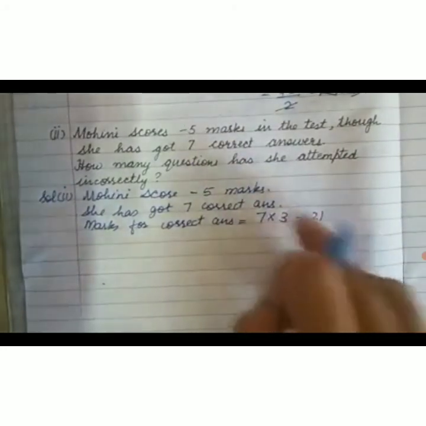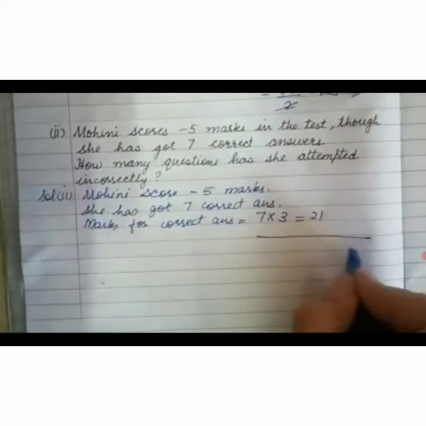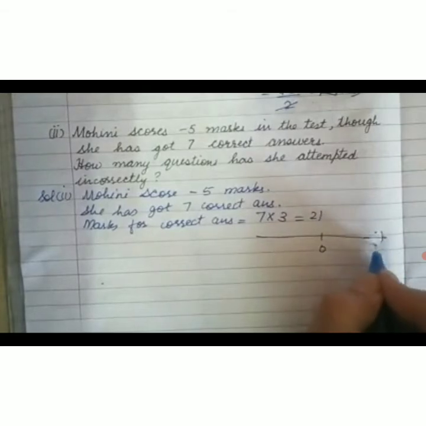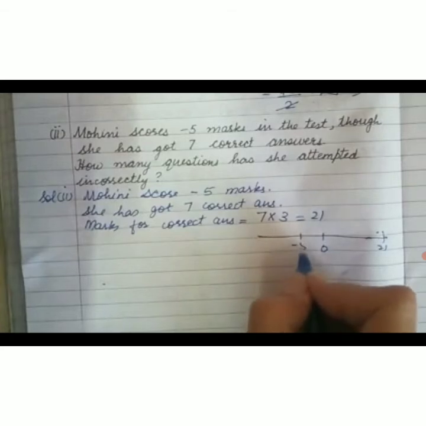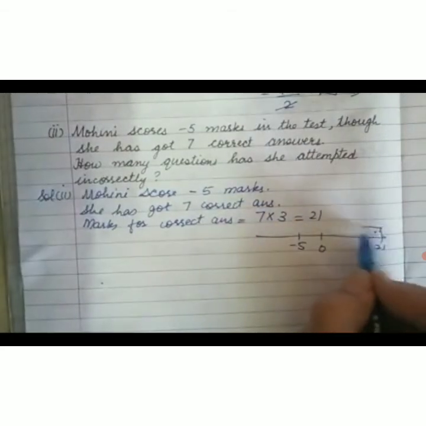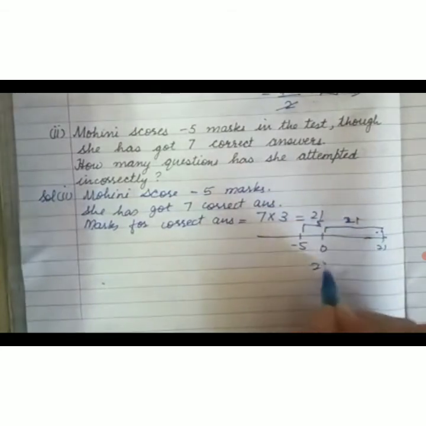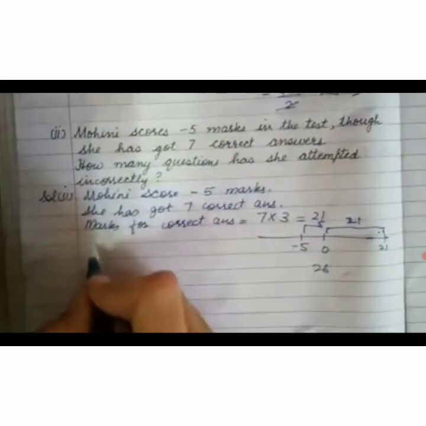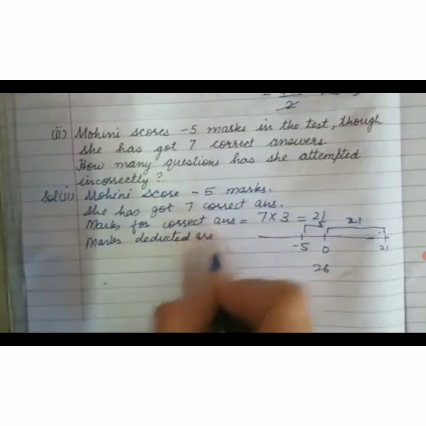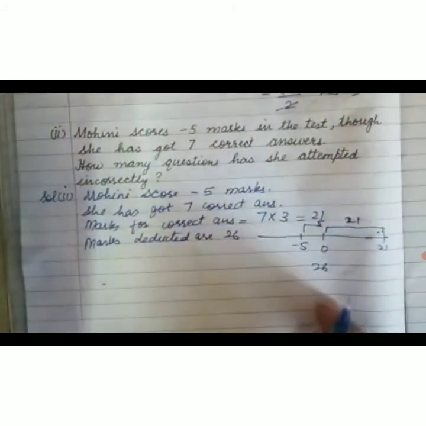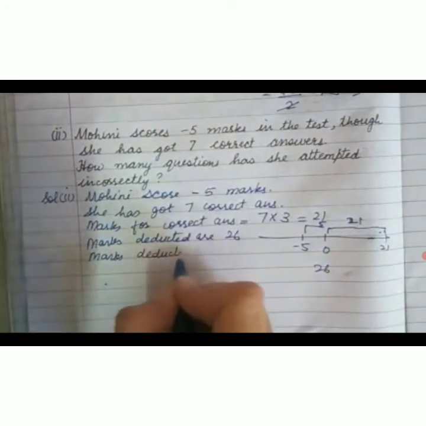We can draw this on a number line. We can see she got 21 for correct answers and she scored minus 5 marks, so 21 minus minus 5 is simply what? Yes, 26. So marks deducted are 26.